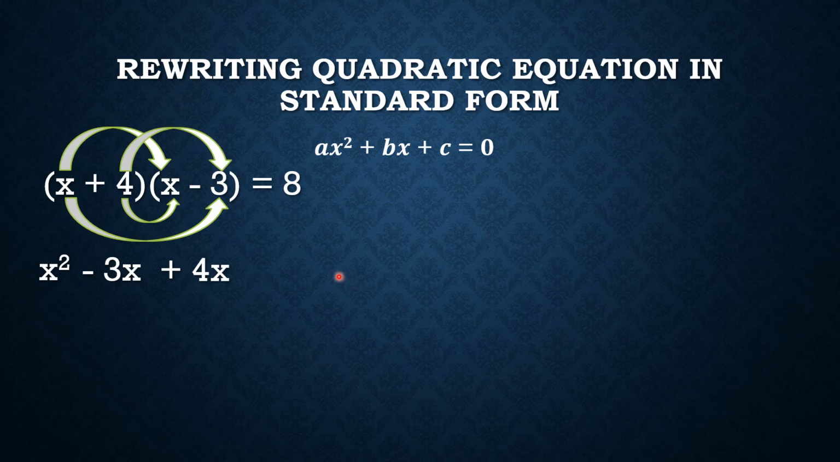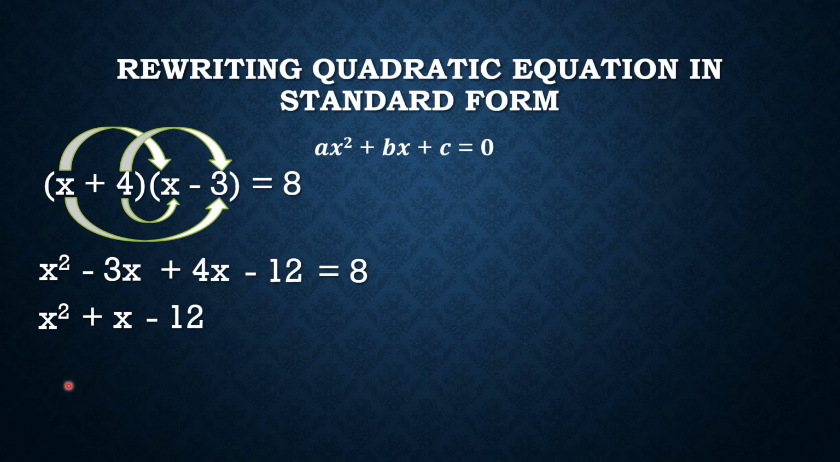Okay, now by combining similar terms, we get x squared. Negative 3x plus 4x is positive x, and then we have negative 12 equals 8. Now, take note, the right side must be equal to 0. So, si 8 dapat mawala. So, para mawala si 8, we need to apply, again, the addition property of equality by adding negative 8 on both sides of the equation. May eliminate na natin si 8 dito.